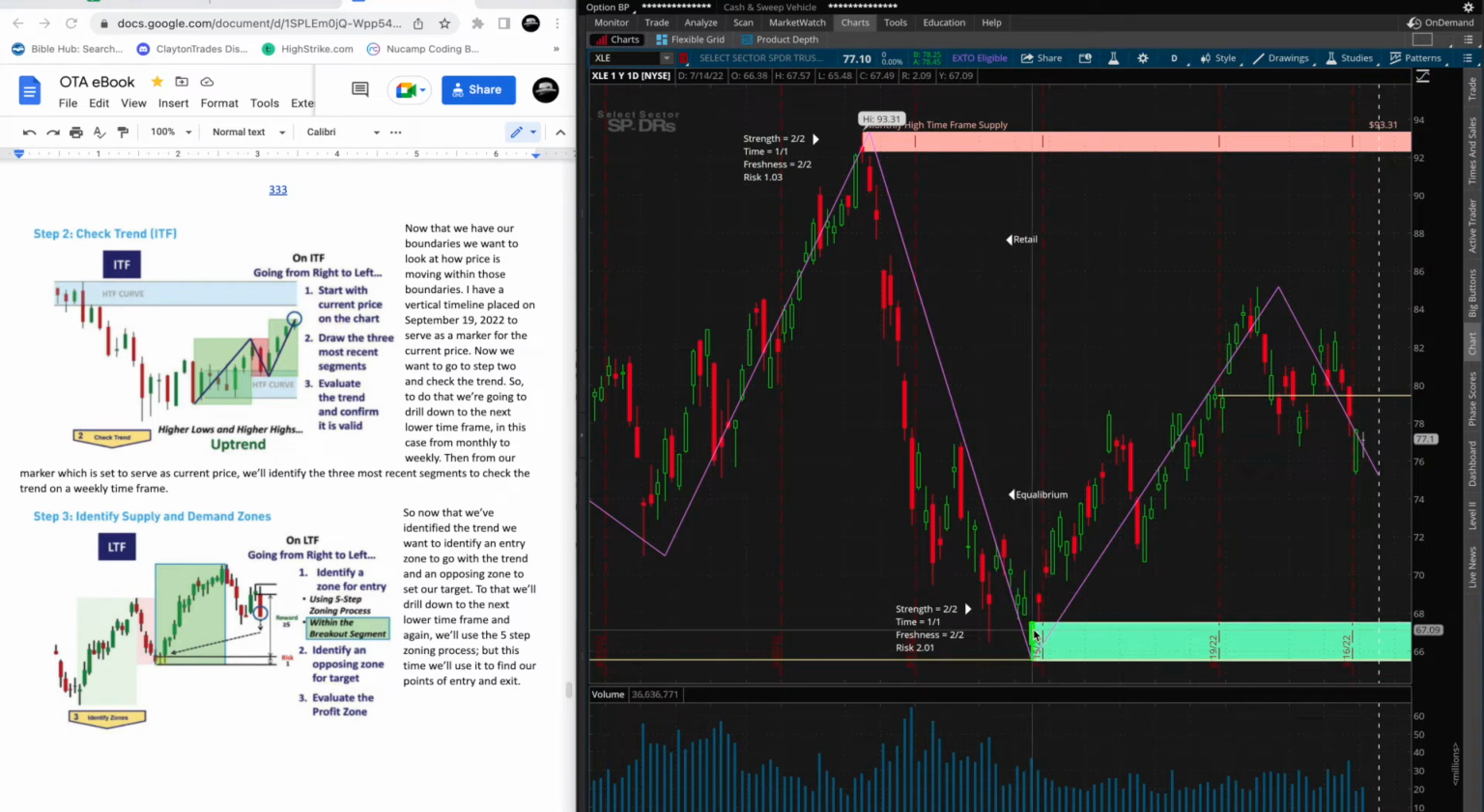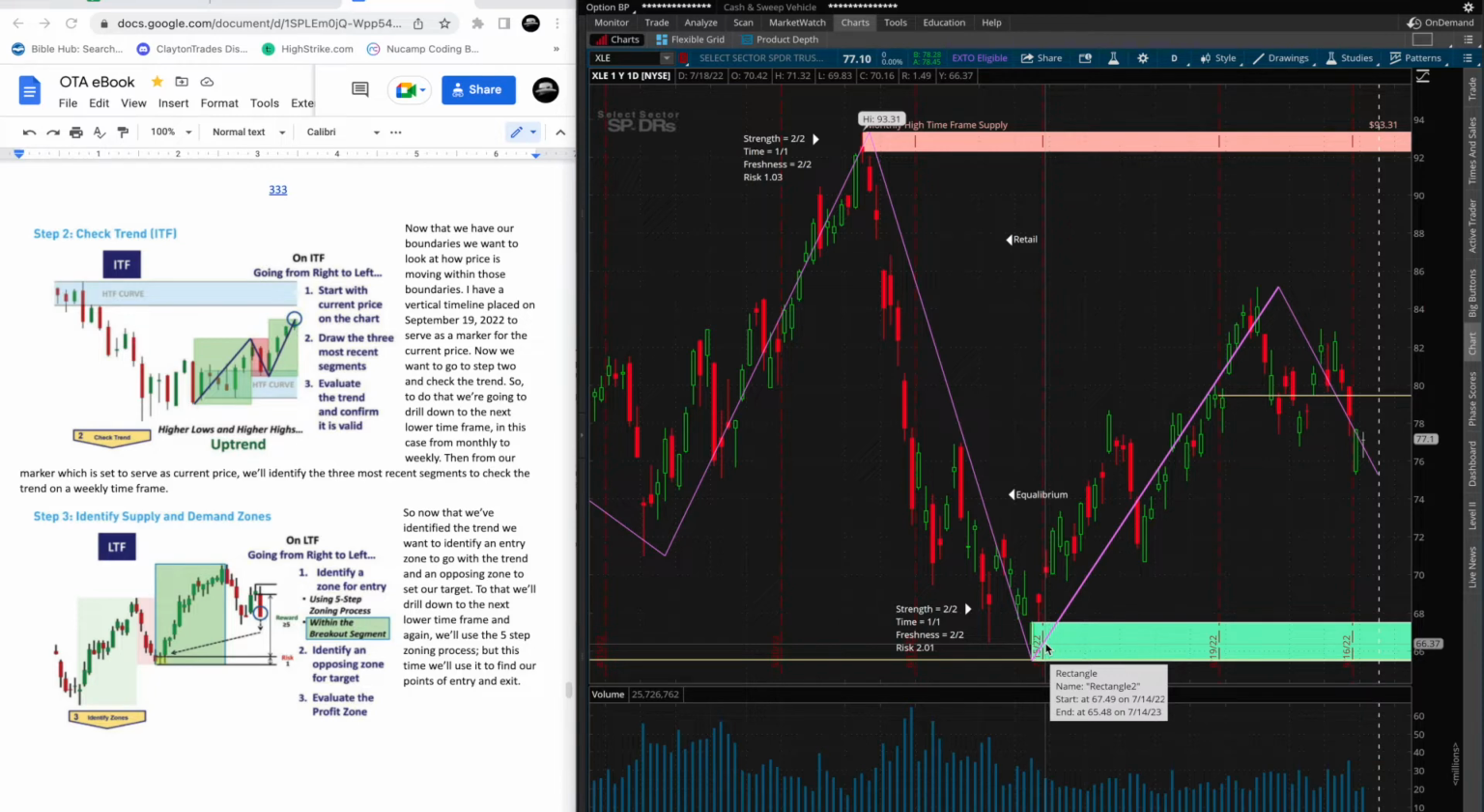We have a drop, base, rally formation. So we would take the lowest point within the sideways trend, and we can clearly see that this is the lowest point. This is the highest point, so we would identify our supply zone here and our demand zone here.